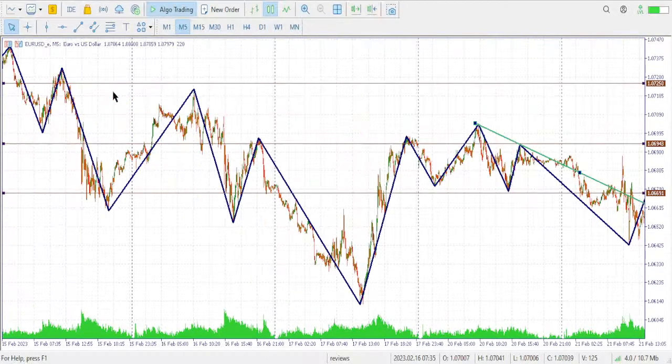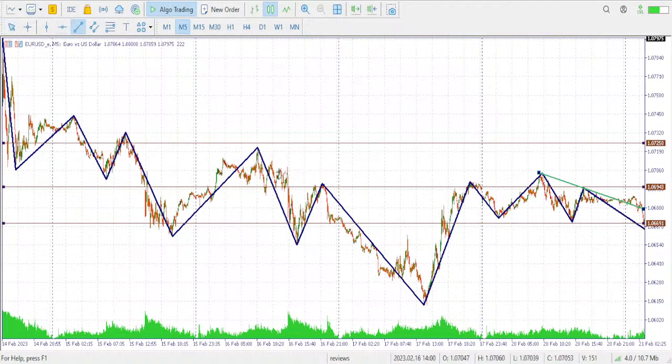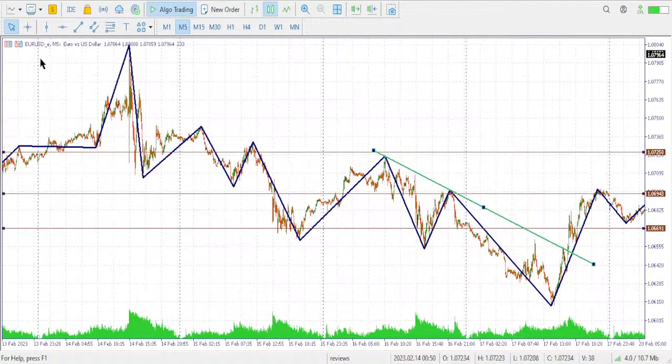And let's check another example. Here we have this. We have a resistance. A break above. The price continued up. So this is a very good case. And we also have another case here, where after the breakout, the price does not go up as you want it. Instead, it just goes down.